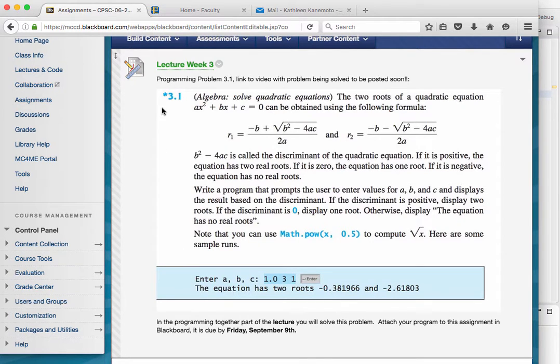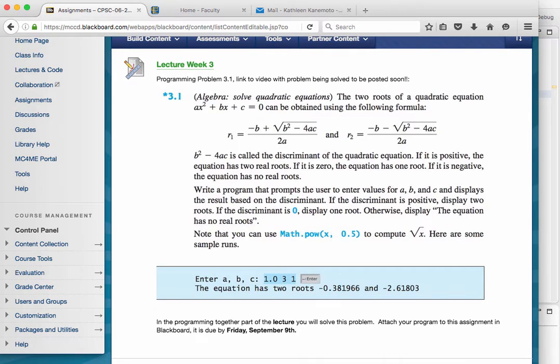All of our programming problems will have an input, some processing, and then an output. Our input for this program will be the prompt to the user to enter the values for a, b, and c. Our processing will include checking those values and performing the correct equations. And then our output will be the results of those equations.